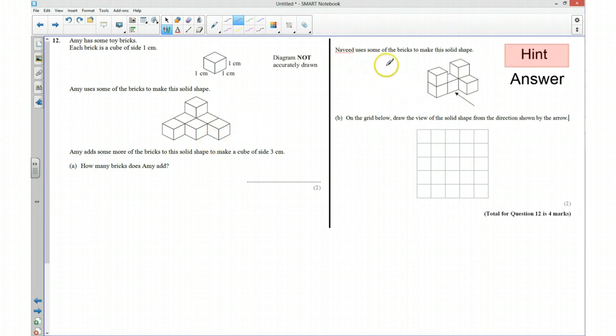Naveed uses some of the bricks to make this solid shape, and on the grid we need to draw the view of the solid shape from this direction here. So you need to decide what this is going to look like in 2-dimension if we were looking at it from this direction. Okay, so which parts of the cubes are we going to be able to see? So for example, we'll be able to see that square there. What else will we be able to see? Okay, those are my hints. If you'd now like to pause the video and see if you can have a go at answering the question.